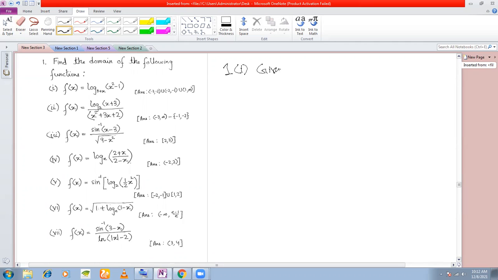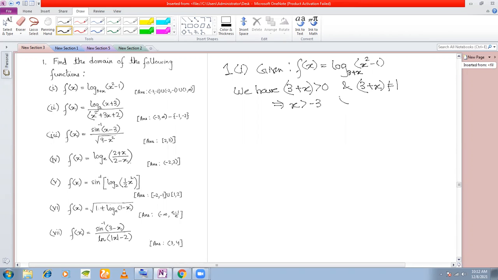Given here, f(x) is equal to log of (x square minus 1) to the base (3 plus x). Now, first of all, for log to be defined, what should the base be? Base can be any number that is positive, and what else? Base cannot be equal to 1. This is the first restriction. That means this gives you x greater than minus 3, and this gives you x not equal to minus 2.